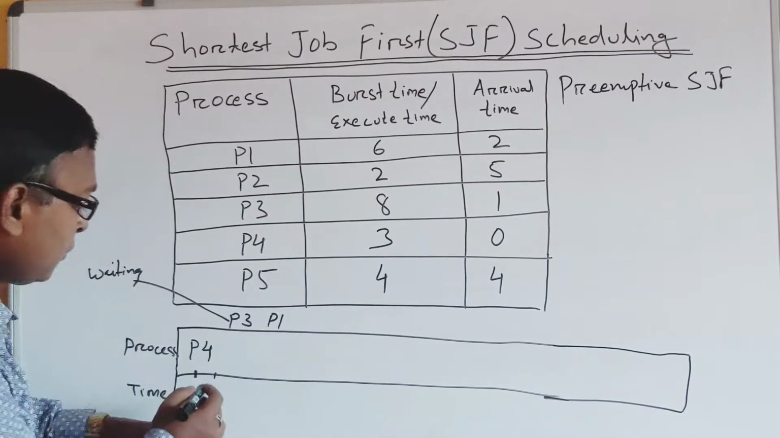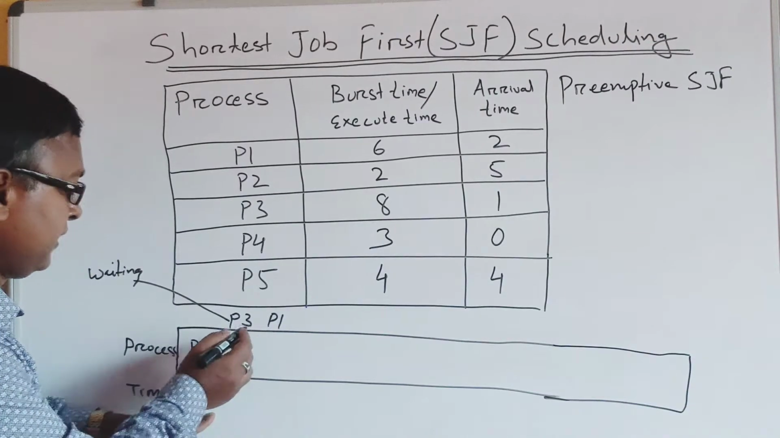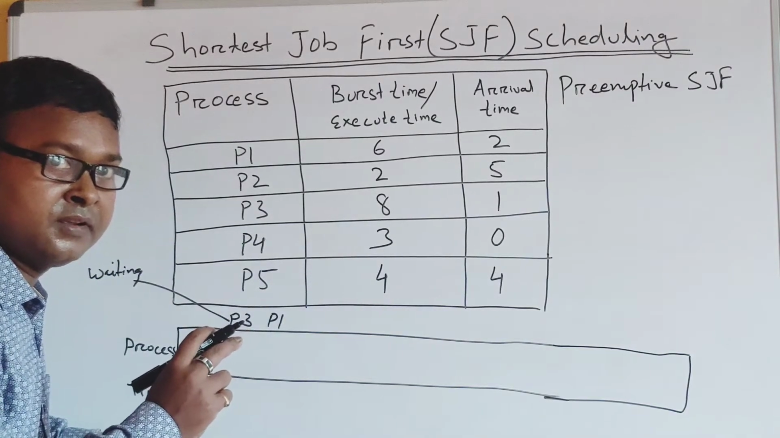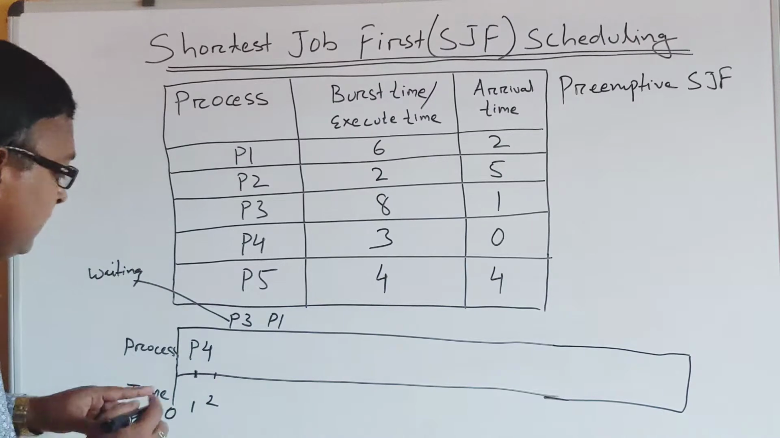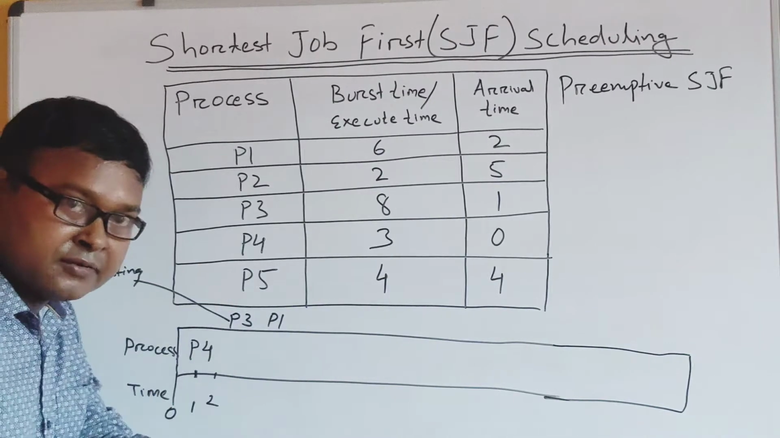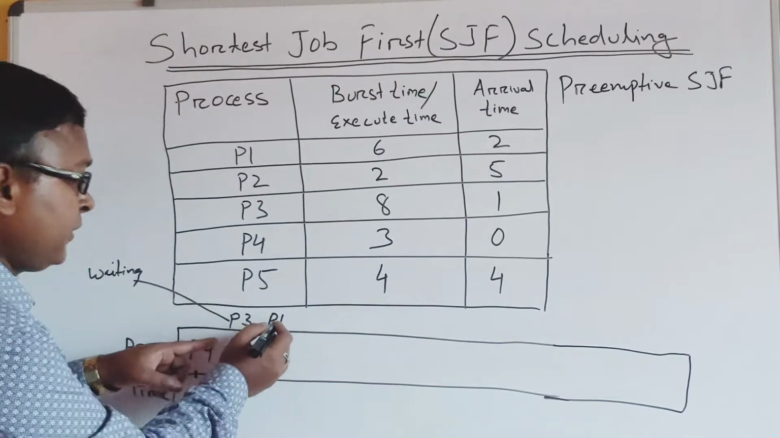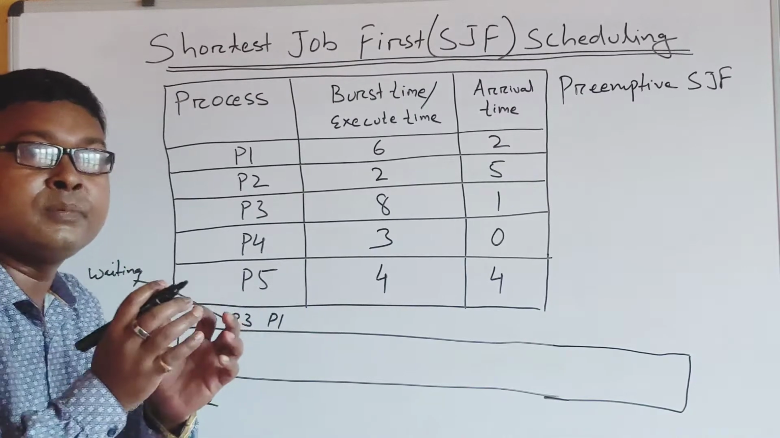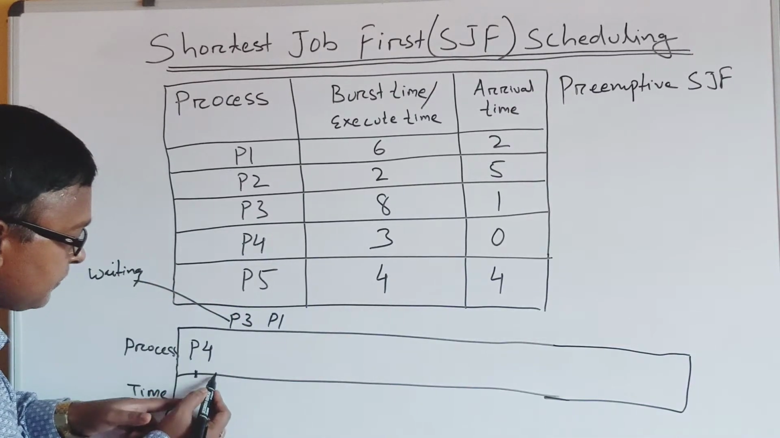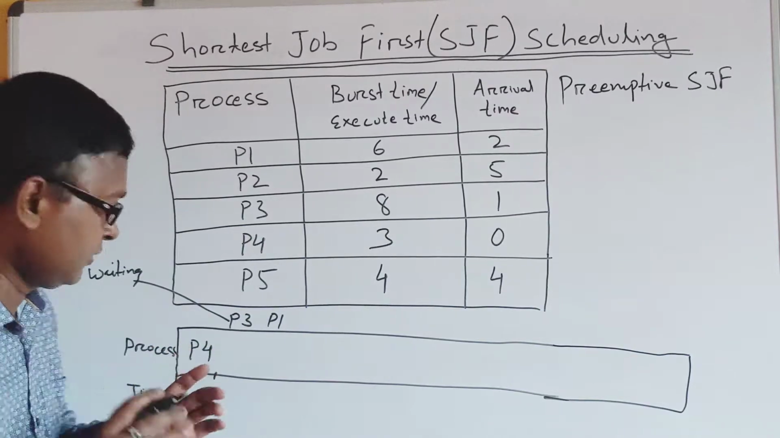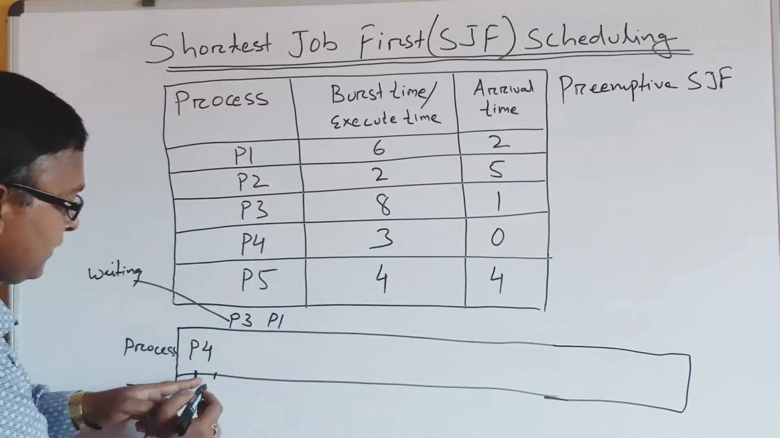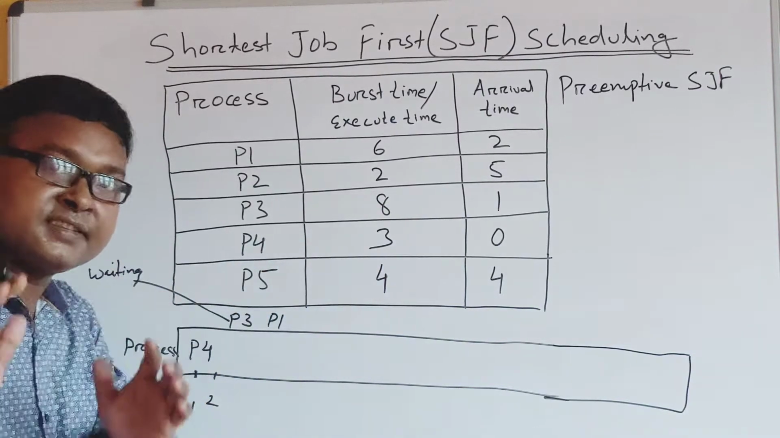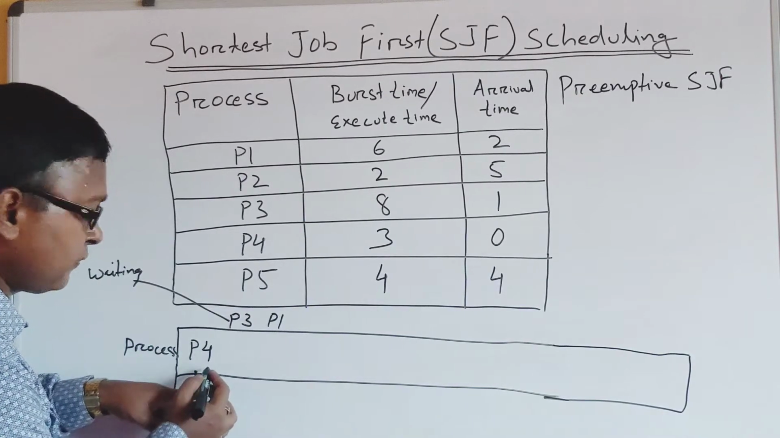Right now, when P1 enters the processor, SJF, shortest job first, will be implemented. Now, P4 is already executing in the processor, and P1 just entered at the 2 unit of time, so the shortest job will be compared. P4 has completed 2 units already at the 2 unit of time. Still, P4 has 1 unit left to complete its execution, right?